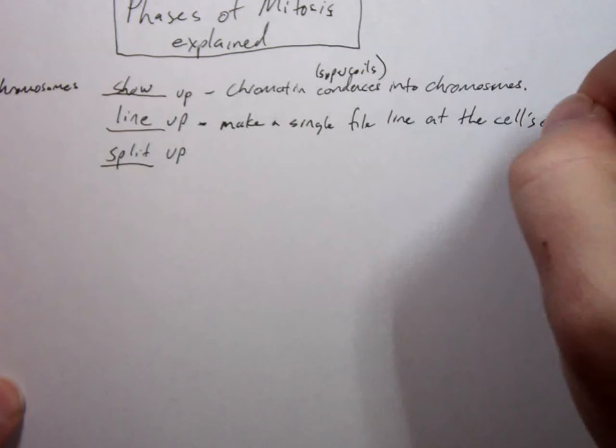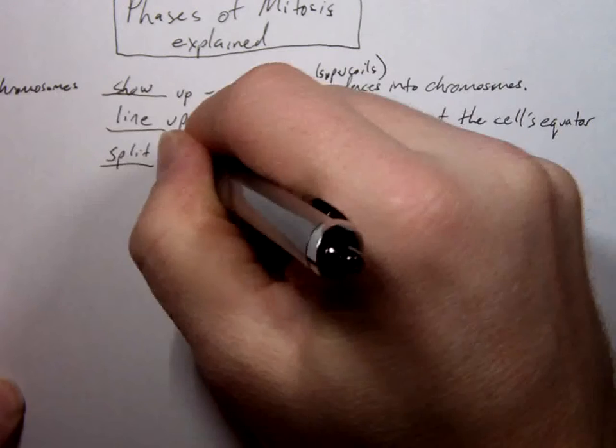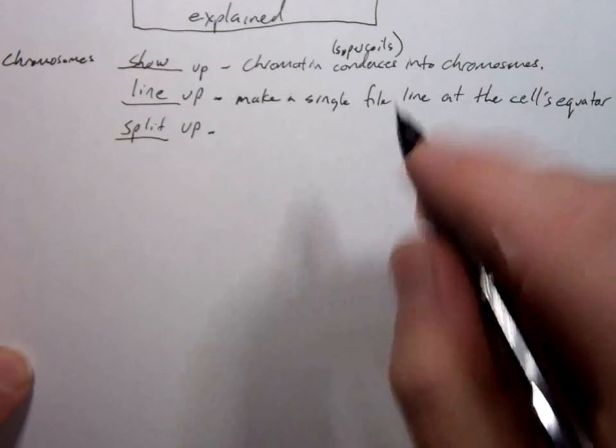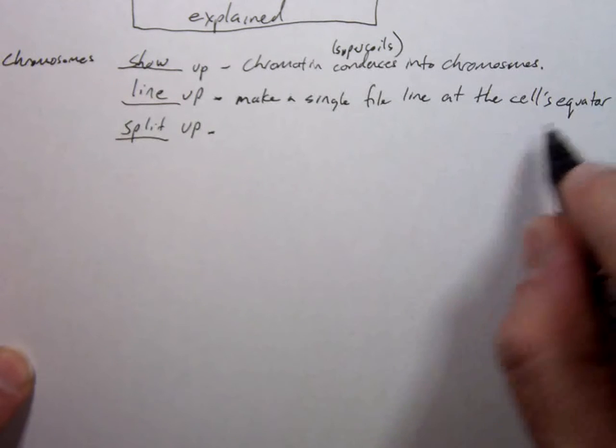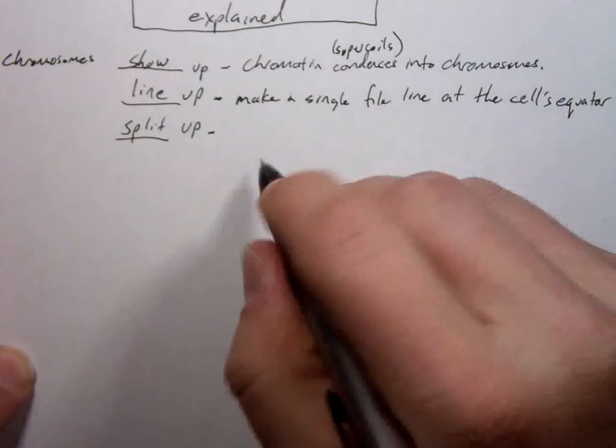Wait, what is condensing? Is this all that you've written? Yeah. Split up. What's that thing? That's super coils. Alright. Is it equator or equater? I feel like er. I said or. It's or? Okay. Alright.